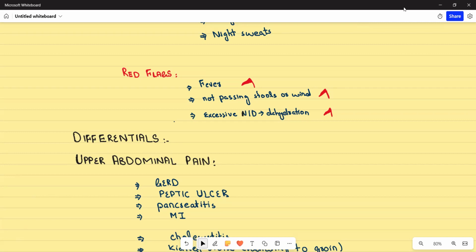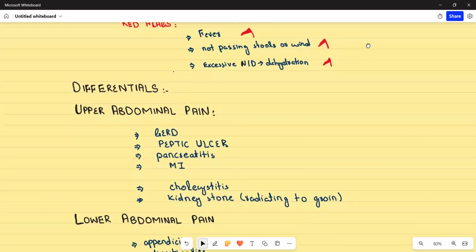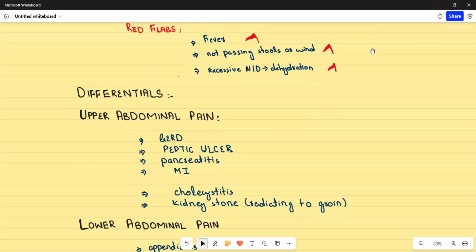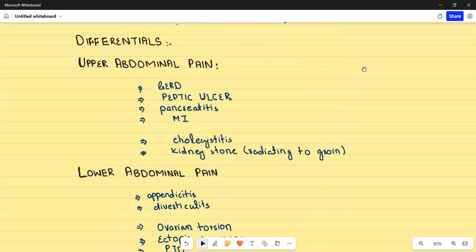So this was basically your history of presenting illness. So first of all, we explored the pain by asking SOCRATES. Then we asked about associated symptoms, and we asked in detail about symptoms of the gastrointestinal tract, urinary tract, reproductive tract, rheumatological symptoms, and systemic features. And then we quickly discussed red flags. Now I'm going to briefly talk about differentials of abdominal pain, and then we are going to talk about past history.